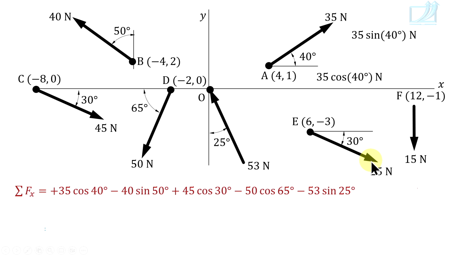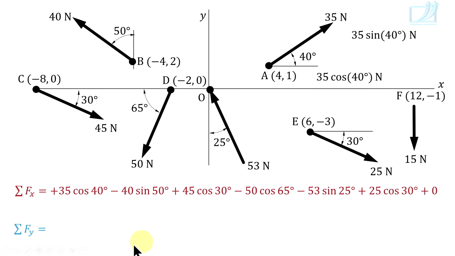This 25 Newton force makes angle 30 degrees with x-axis, so 25 cos 30. Because angle is with x-axis, x component is cos, and the force is rightwards, so x component is positive. And 15 Newton force is neither rightwards nor leftwards. So in resolution of this 15 Newton force along x-axis and along y-axis, its x component is 0. Have you realized? It's very simple.